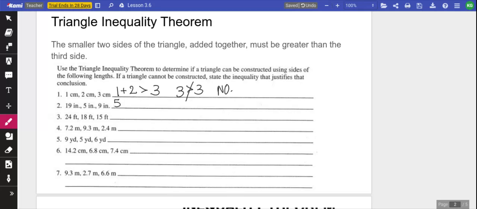The next one, I add up the smaller two sides, and that must be greater than 19. Well, 5 plus 9 is only 14, which is not greater than 19. The next one, the smallest two sides are 18 and 15, and they must be greater than 24. And 15 plus 18 is 33, which is greater than 24. Number 4, the smallest two are 2.4 and 7.2, and that must be greater than 9.3. 2.4 plus 7.2 is 9.6, so that is a yes.